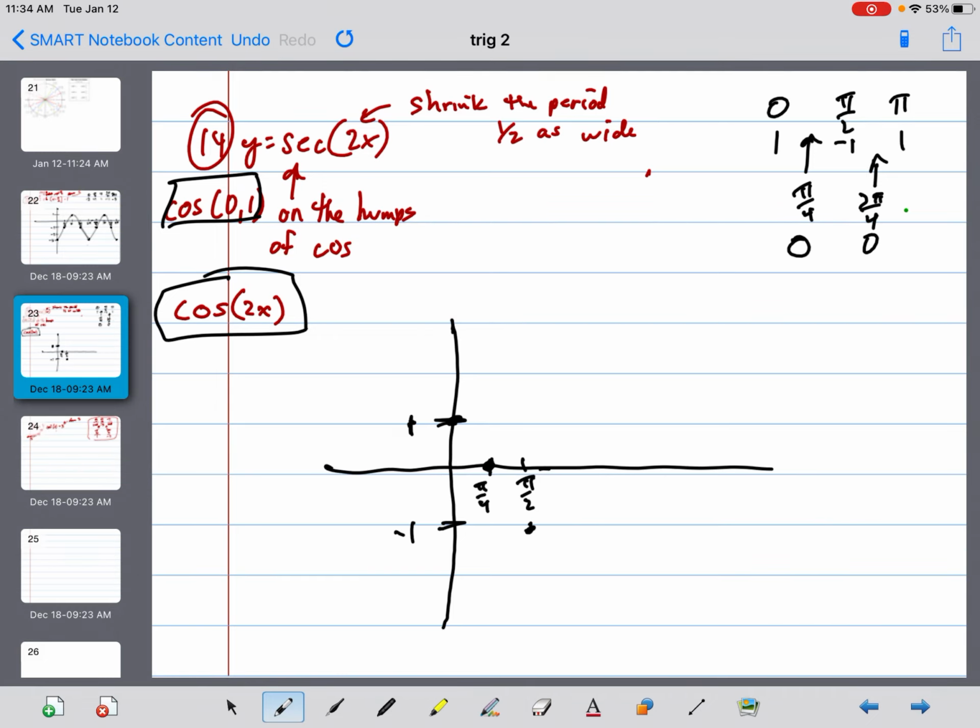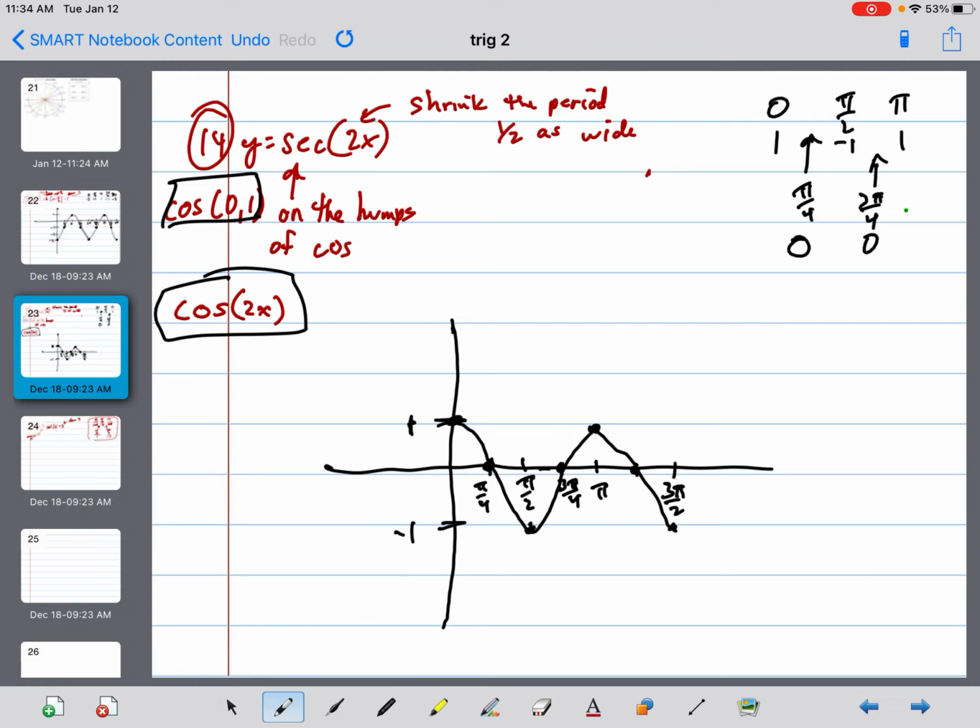And right here's pi. At pi, it's back up at positive 1. But in between, it went through 0 again, at 3 pi over 4. So it's going to kind of curve like this, and then back up. And that would be 3 pi over 2. It's going to be back down at negative 1, but in between here, it's going to go through 0.